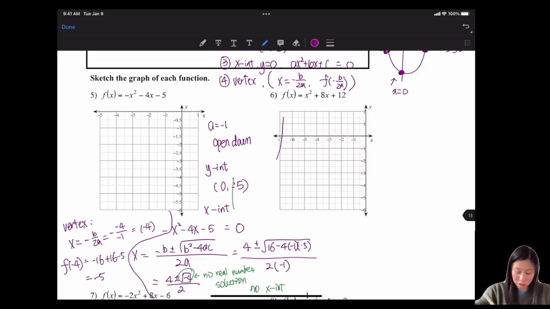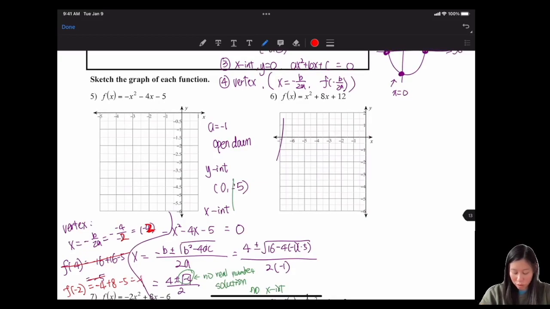Negative 4, oh, this is divided by 2, sorry. I knew I did something wrong. Here, this is divided by 2, so that means our x-coordinate should be negative 2. So here, we should plug in f of negative 2 to find the y-coordinate of the vertex, which is negative 4 plus 8 minus 5, which is negative 1. So the vertex equals negative 2, negative 1.